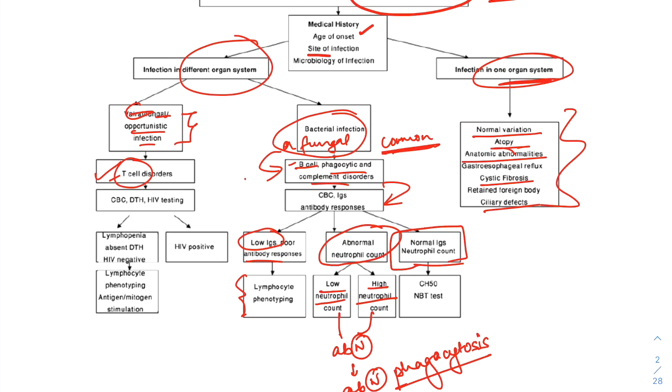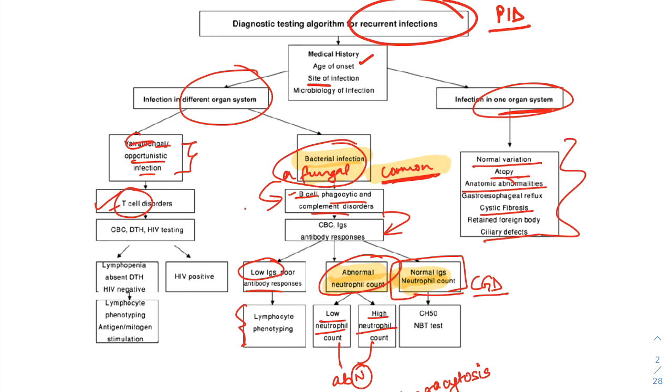However, if there is a normal neutrophil count as well as normal immunoglobulins, it will point towards chronic granulomatous disease, that is CGD, in which there is an abnormal oxidative burst. But the main thing to remember here is that if there are bacterial and fungal infections by common pathogens and an abnormal neutrophil count, it will point towards phagocytic disorders.